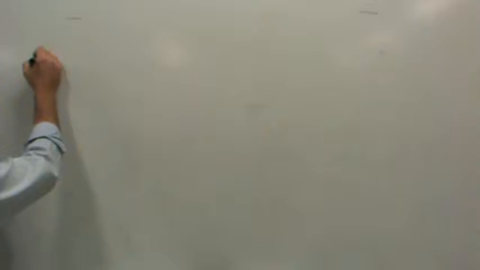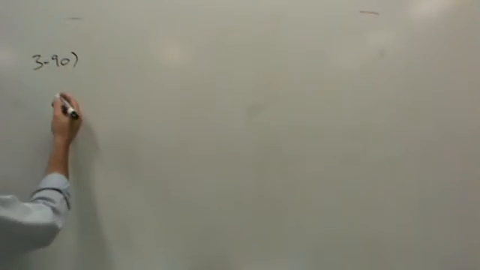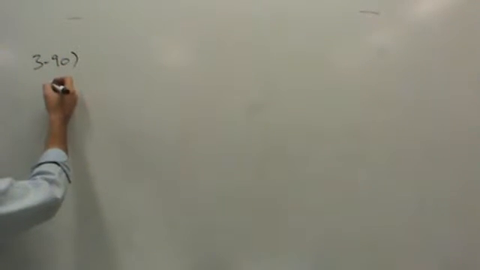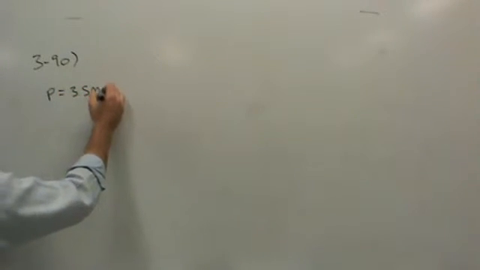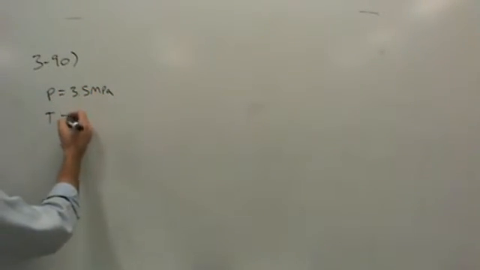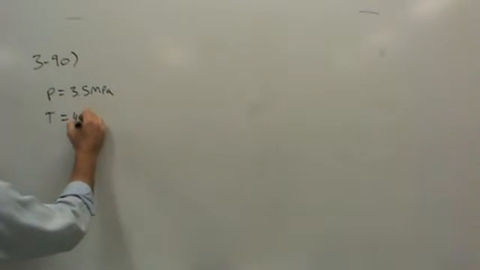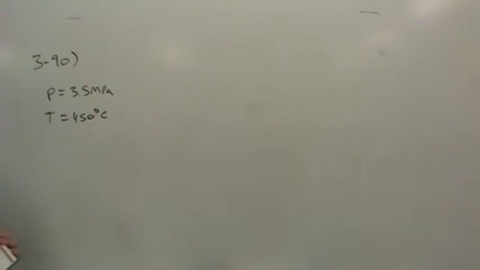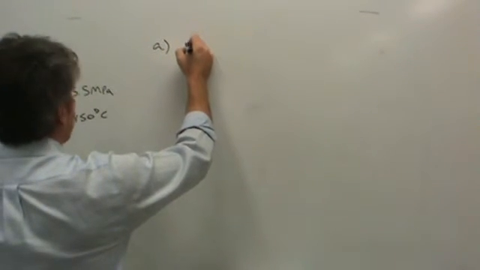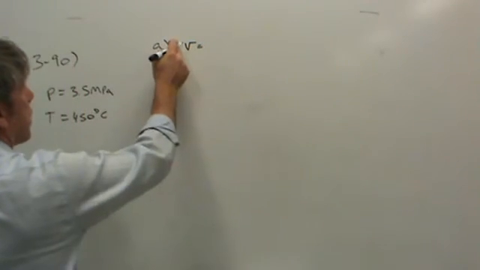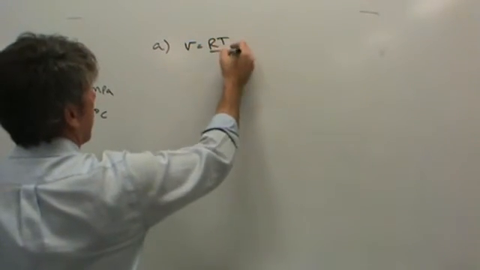Okay, so problem 3-90. We've been given that we've got superheated water vapor. The pressure is 3.5 megapascals. The temperature is 450 degrees Celsius. And we're supposed to figure out the specific volume, first of all, based on the ideal gas law. So the ideal gas law would say v equals RT over P.